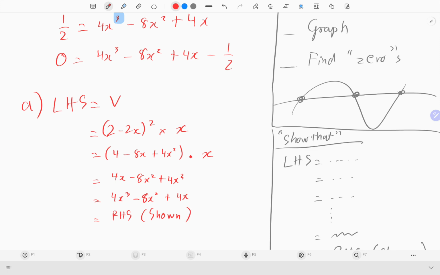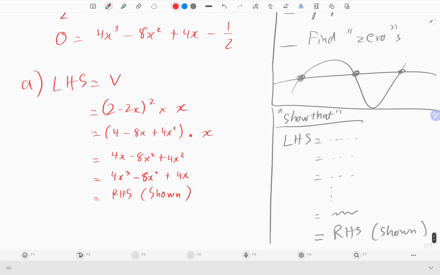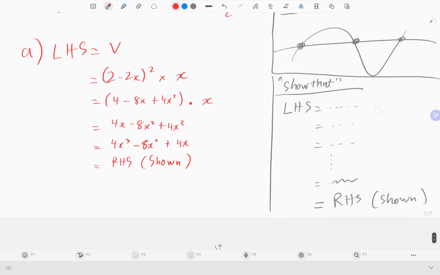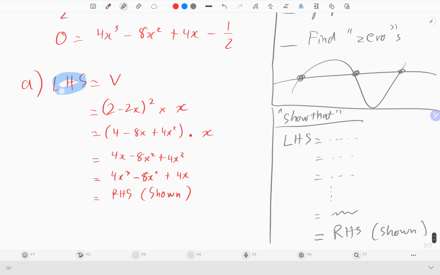So these show that questions, if you get to do them, they're quite fun to do. It's just a bunch of algebraic manipulation. Alright, you just show from one side equals the other side. But the structure is very important. You start from the left hand side, you write it equals whatever the left hand side is, and then using a different way. You can't look at the answer, right? The answer is only there to help guide you towards the answer. But you need to use a different method. In this case, it's using that little shape there.